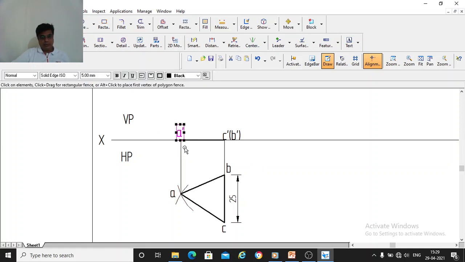So this is A dash, this is C dash. B is also in the same line as C. Since B is behind C and you are seeing from the front, put B dash in the bracket. Write it neatly so that it is clearly seen. So this is the initial stage of the problem.